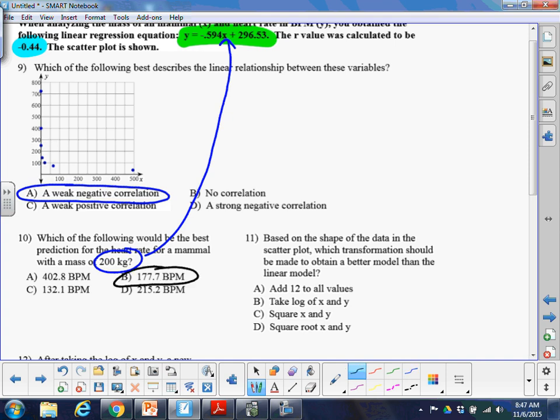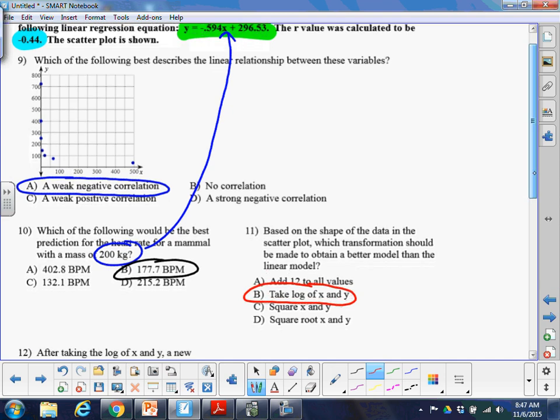beats per minute. Okay, so number 11, based on the shape of the data in the scatter plot, what transformation? This one definitely has curves, and curves are usually related to exponentials, logarithms, or power functions, I should say. The way to deal with an exponential, or to kind of undo it, is by taking logarithms. So that's the common transformation that gets done here. If we were to take the log of the x and the y values, that would hopefully straighten out this curve and make our linear model a little better. That's what we've been doing in most of our examples.